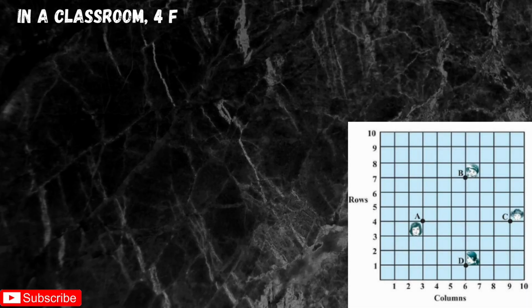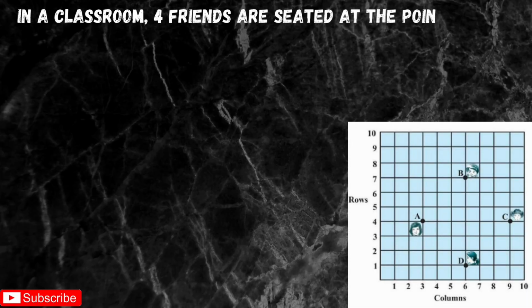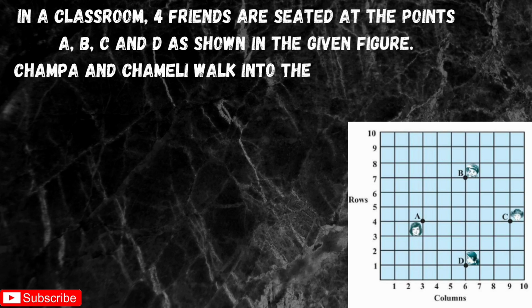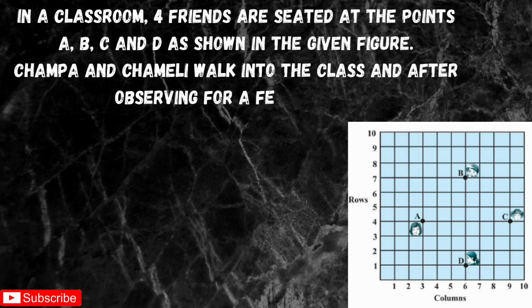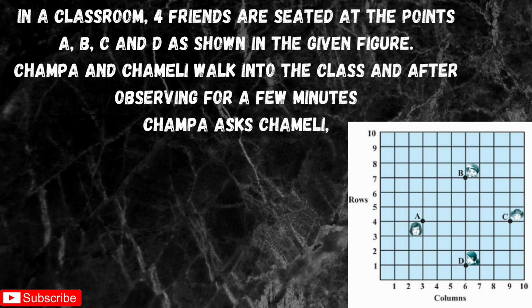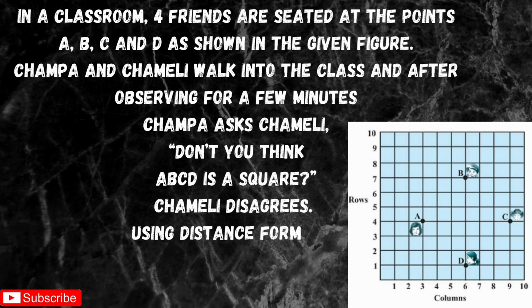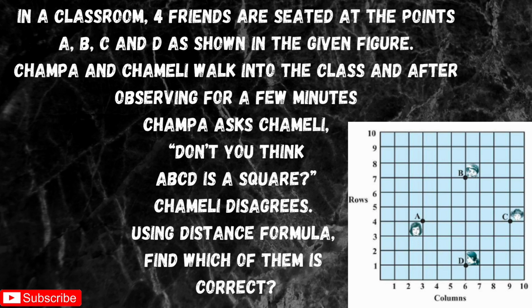In a classroom, four friends are seated at the points A, B, C and D as shown in the figure. Champa and Chameli walk into the class and after observing for a few minutes, Champa asks Chameli, don't you think ABCD is a square? But Chameli disagrees. Now using this distance formula, find which of them is correct.